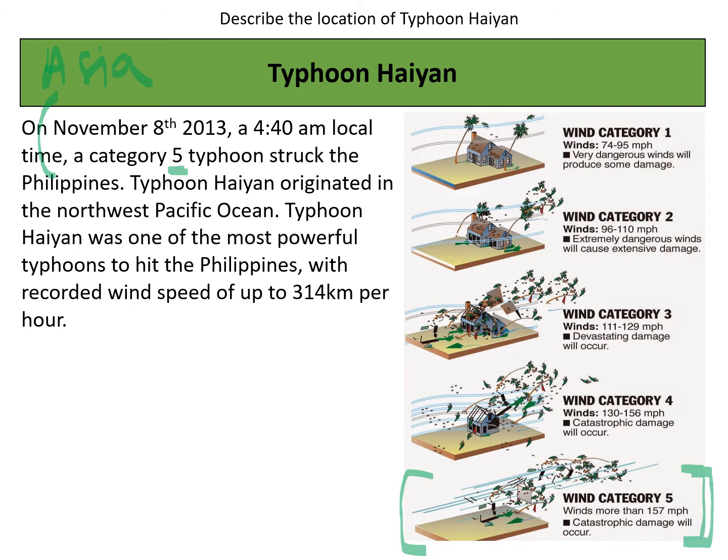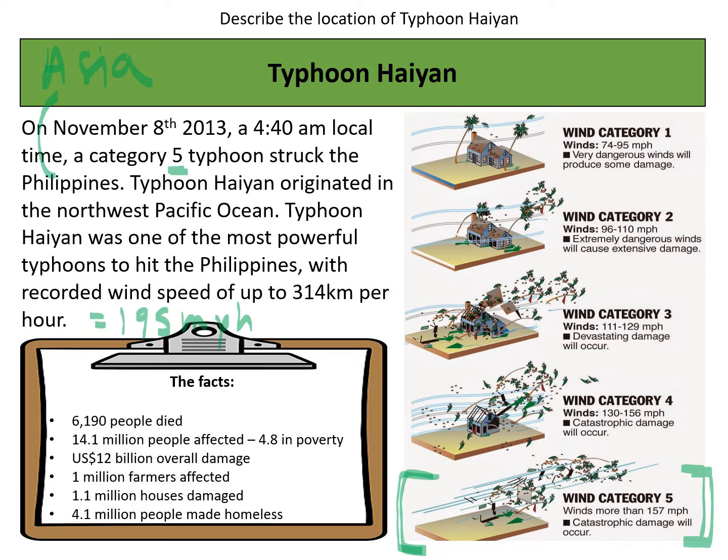So it might actually be worth writing down categories 1 to 5 so you know the detail of each. Typhoon Haiyan originated in the northwest Pacific Ocean, and it was one of the most powerful typhoons to hit the Philippines, with recorded wind speeds of up to 314 kilometers per hour, which is 195 miles per hour. So it was way above a category 5 storm. It was traveling actually 40 miles faster than necessary to be a category 5 storm.